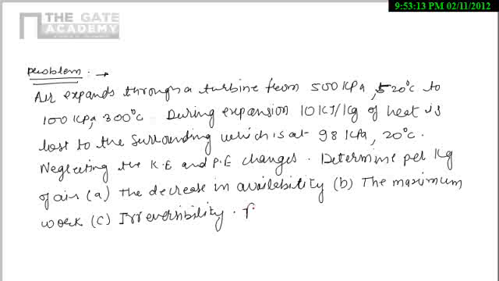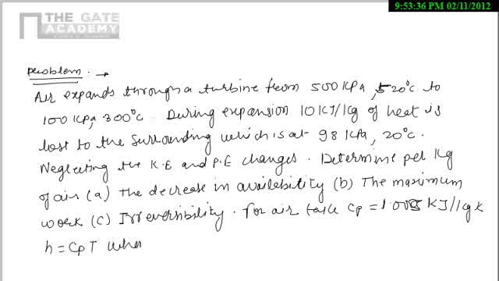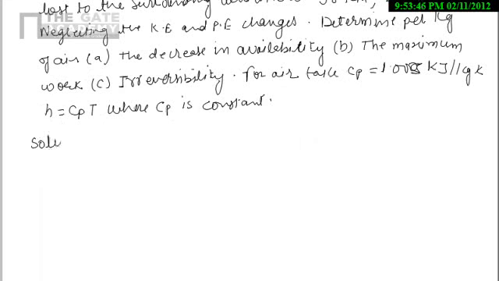For air, take Cp equals 1.005 kilojoule per kg Kelvin. H equals Cp T, where Cp is constant. So now let's solve the problem. I am writing the solution here.